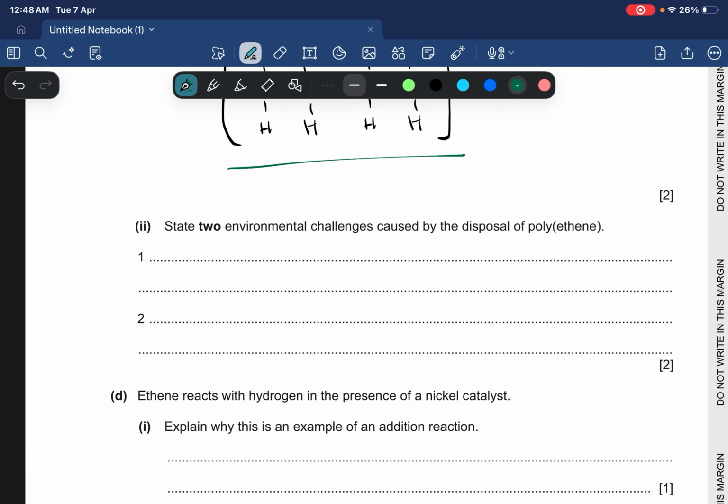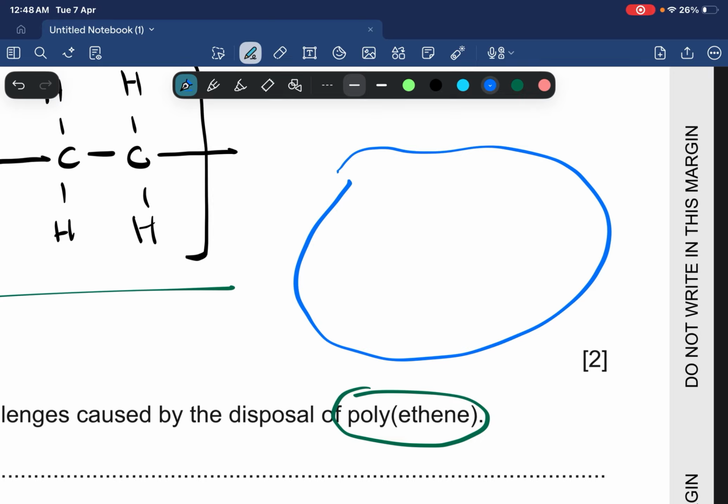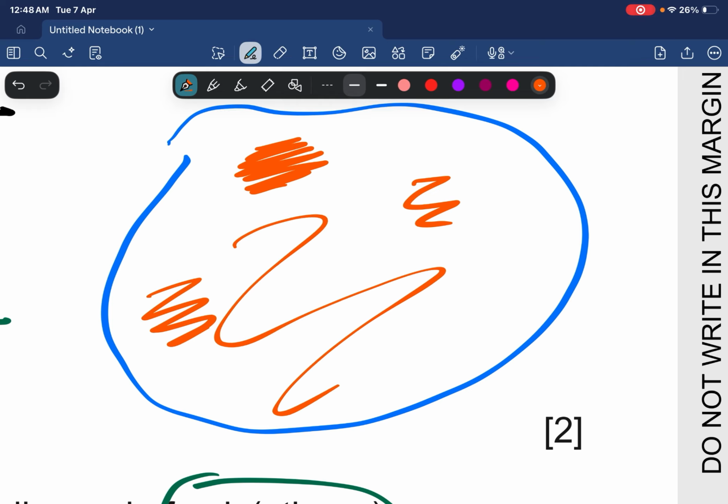State 2 environmental challenges caused by the disposal of polyethene. There are a lot of problems because of polyethene. The first one is plastic in oceans. That's a very big thing. We should be concerned about it. It's a very sad thing as well. Let's spend 1-2 minutes discussing it. This is your ocean, and this is your plastic. Plastic is something that does not decompose. That means it cannot be eaten up by bacteria or fungi. So this is not going to decompose. It's going to remain in the ocean, floating around.